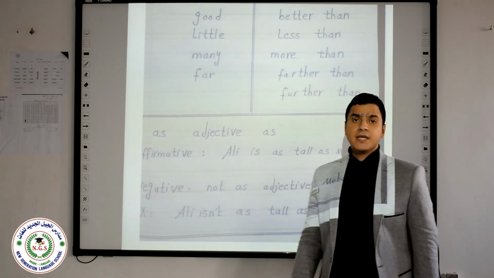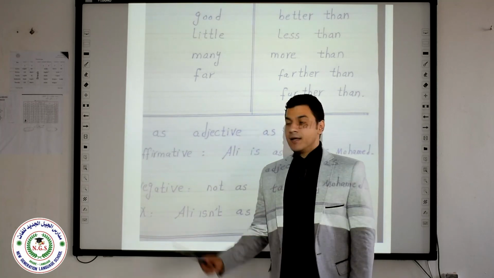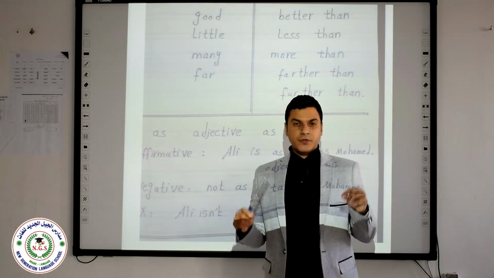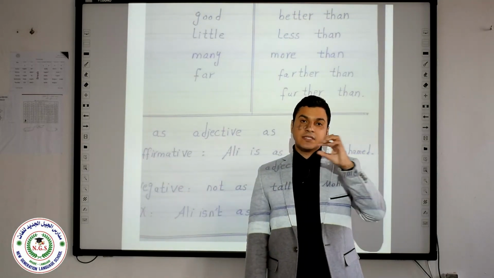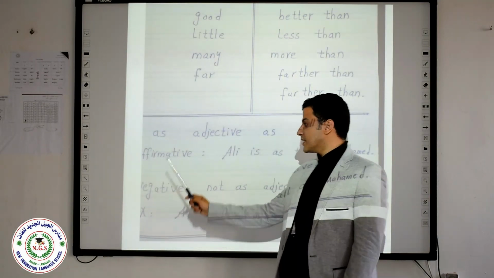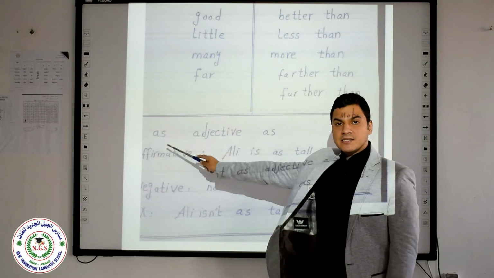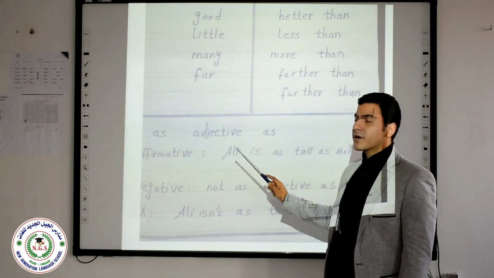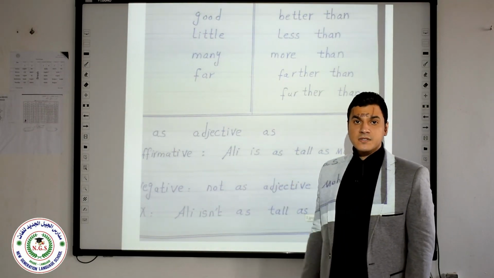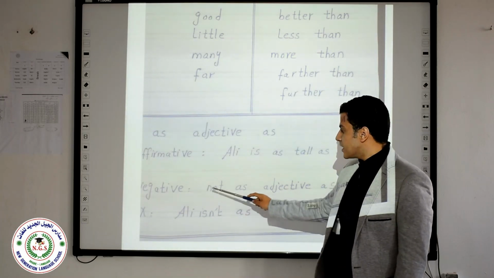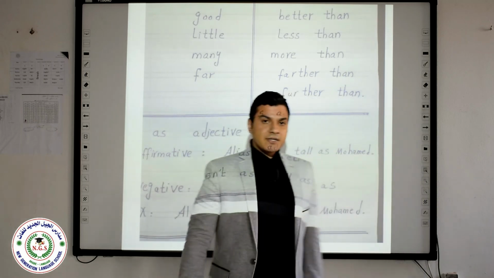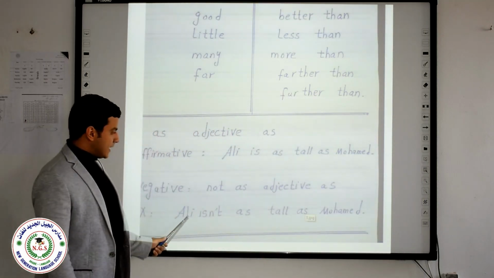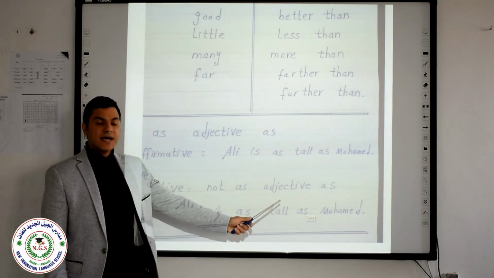The last part, آخر part في الادجective. Here, if I want to say that the two persons again have the same degree of the adjective, ليهم نفس degree or quality of the adjective, في affirmative we're going to put as adjective as. If we're going to make a negative sentence, we're going to put not before as: not as adjective as. For example, here, Ali isn't as tall as Muhammad.